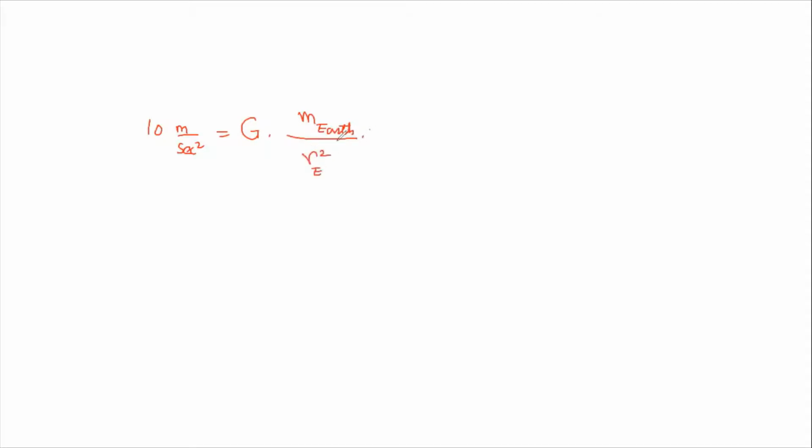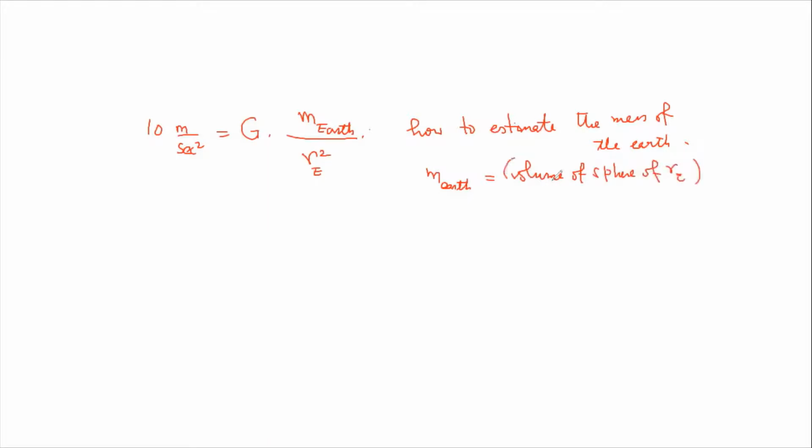Now, before we plug in the value of the radius of the earth, let's understand how to estimate the mass of the earth. If we assume the earth to be a perfect sphere, then the mass of the earth is the volume of the sphere of radius R_E times its density.